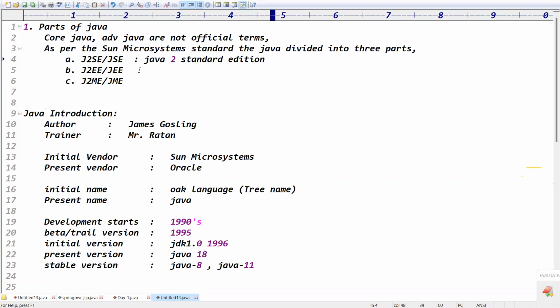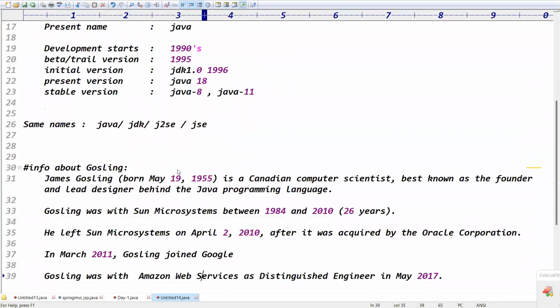The guys who are new to Java, follow each and every point. Slowly we will move forward, slowly we will increase the tempo. You understood, right? Who is the author of Java? Who is the trainer? What is the initial vendor? Which company released Java? The present owner is Oracle. James Gosling is the creator. Which version of Java is present? Java 18th version is the present version.